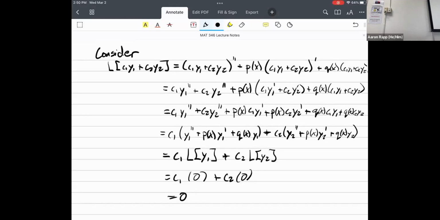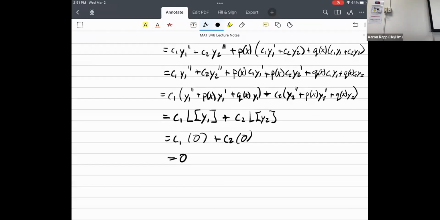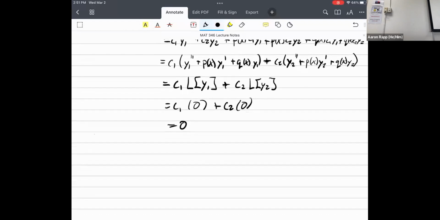So because y1 and y2 are solutions, I can now guarantee you that any linear combination of those two solutions that I plug into this differential equation will also come out to 0, which means any linear combination of y1 and y2 are also solutions. They make the differential equation 0, meaning that they are solutions for this differential equation.